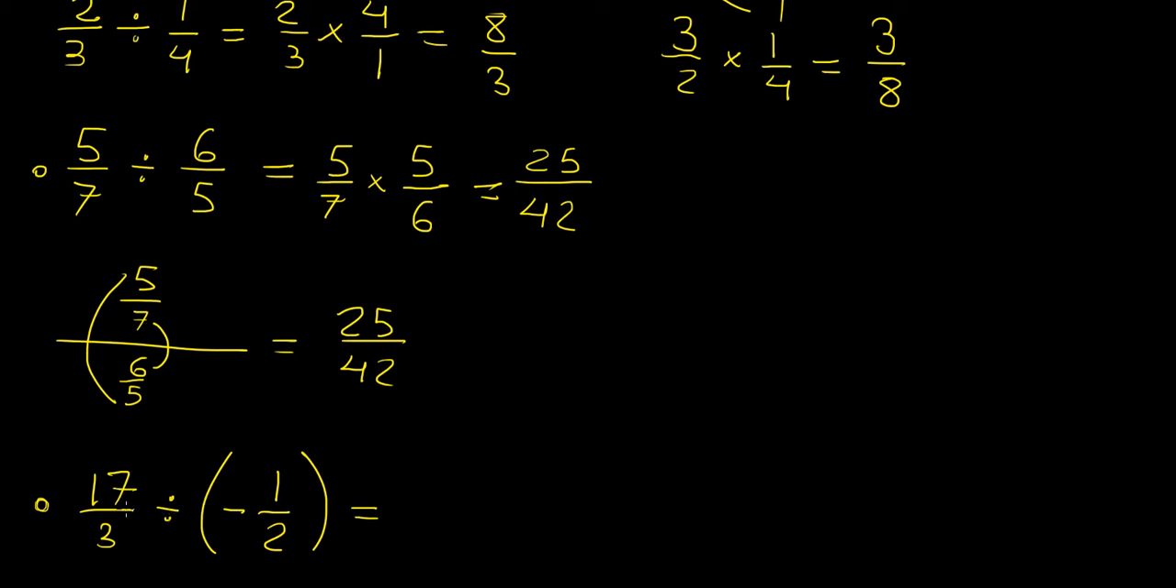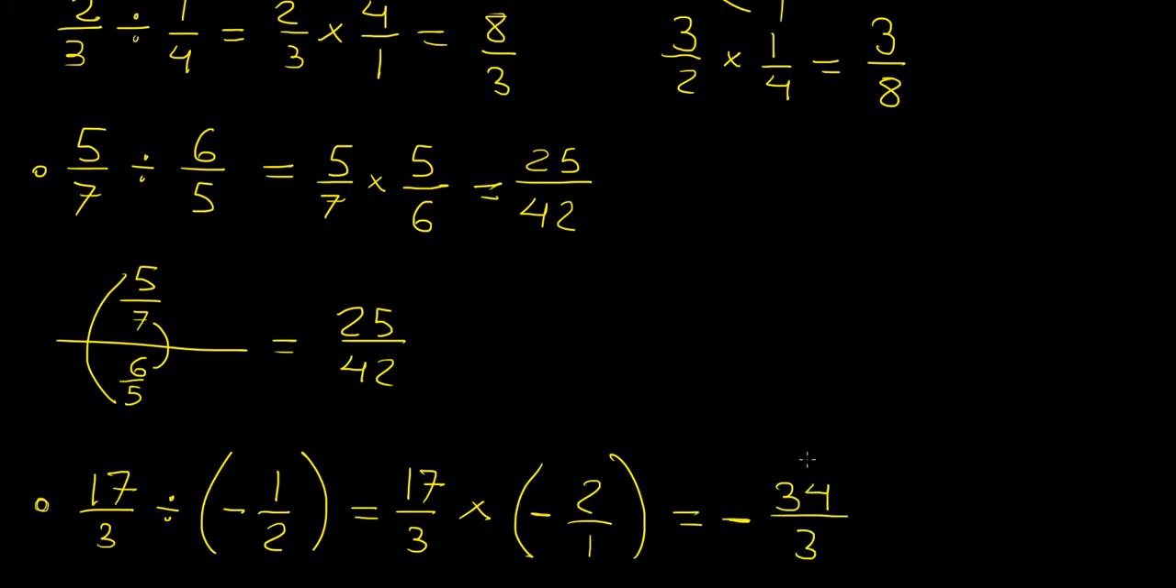So essentially what we can do is we can say, okay, so let's have 17 on 3 times, we're going to swap these ones around, but the negative sign is just going to stay the same. So we're going to have 2 on 1. And negative times positive, that becomes a negative. So now we have 17 times 2, that's 34. And then 3 times 1, that's 3. So that's going to be our final answer.